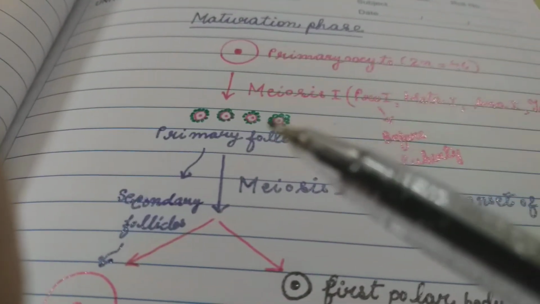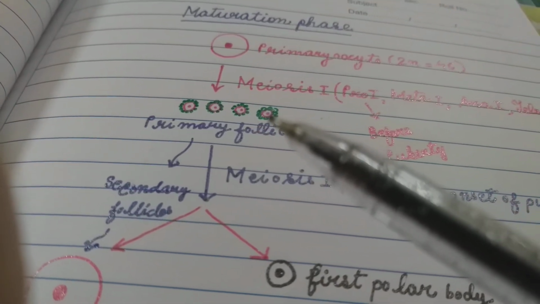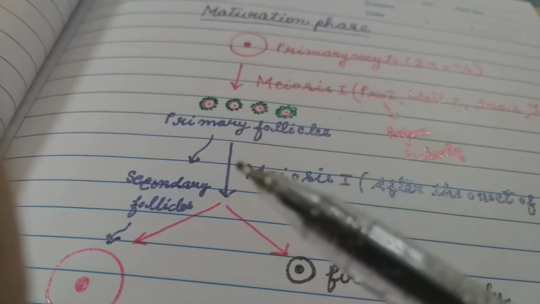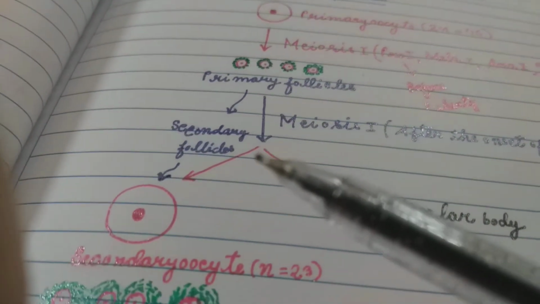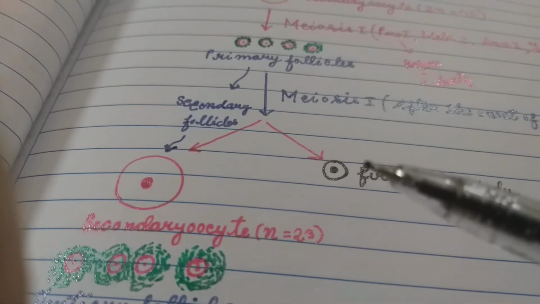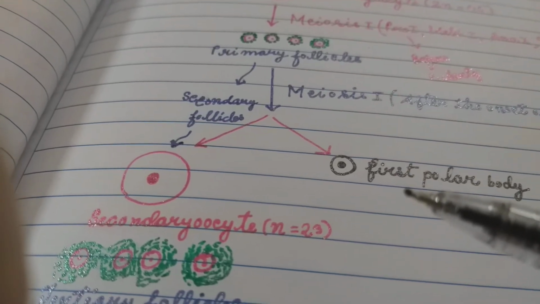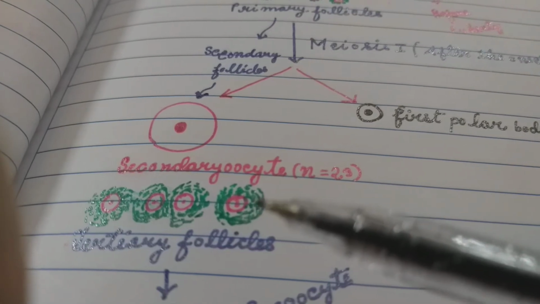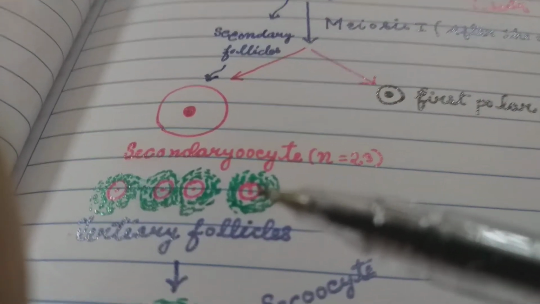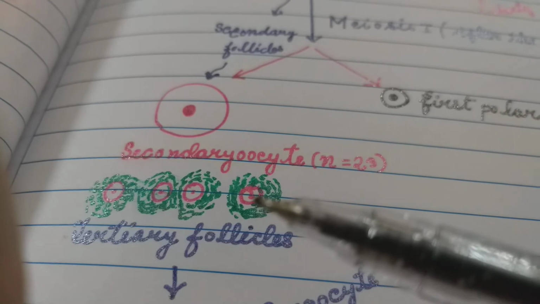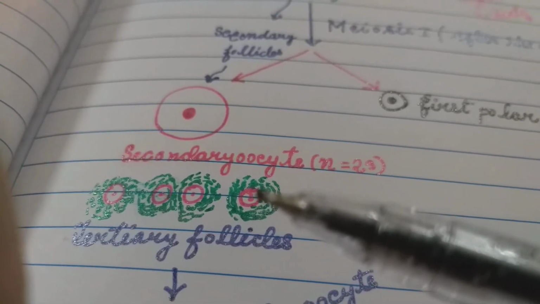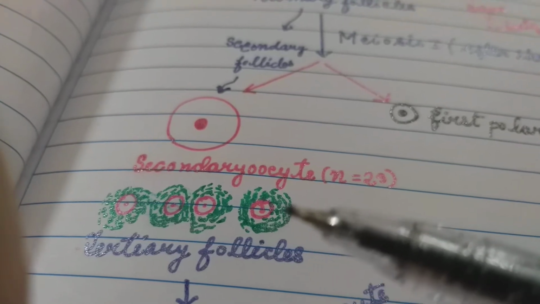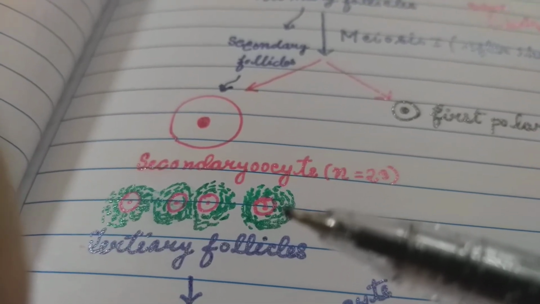Please remember, the oocyte inside the primary follicle is the primary oocyte. It is undergoing first meiosis, and it is divided into secondary oocyte and first polar body. In the tertiary follicle, the oocyte is the secondary oocyte. It is larger in size and it has many structural differences also.